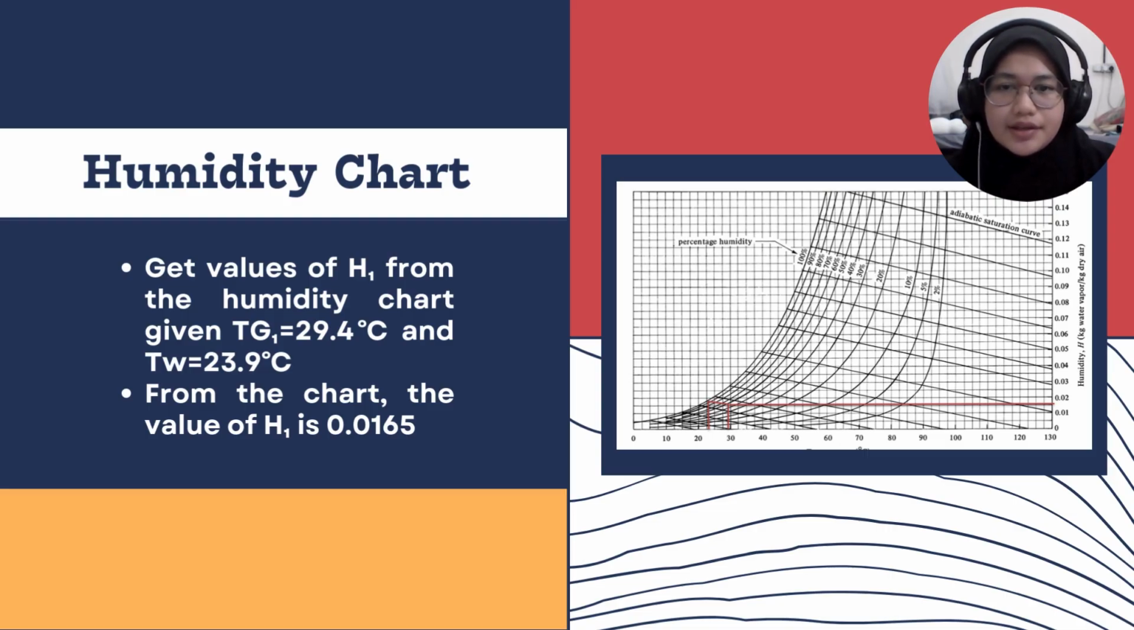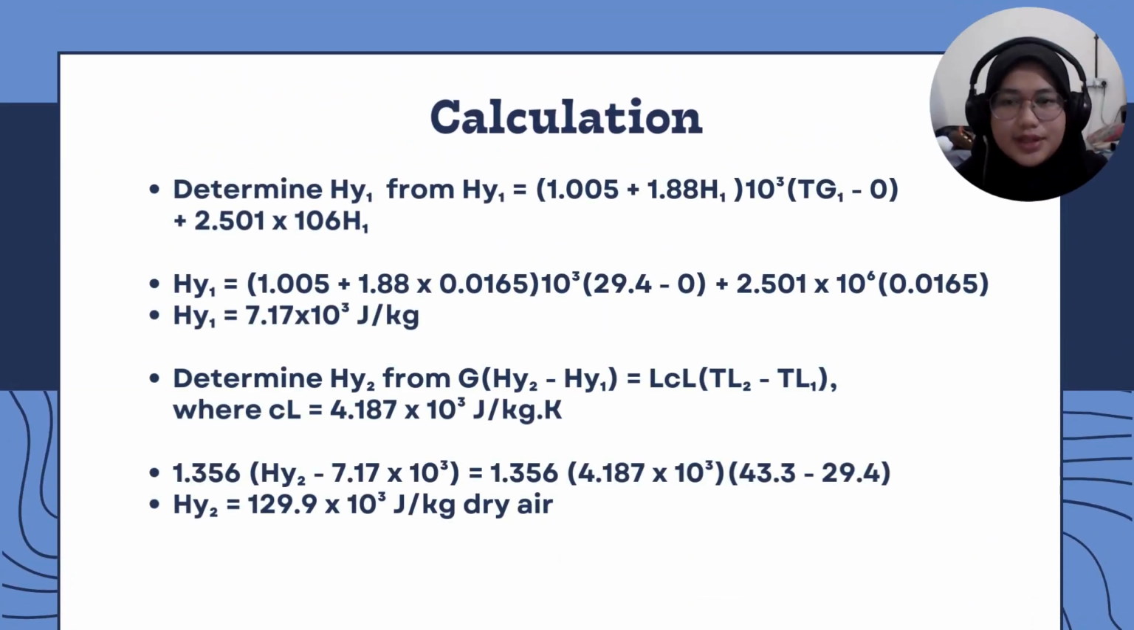Given the temperature of the gas, 29.4 degrees Celsius, we draw a vertical line until 100% humidity, and using the wet bulb temperature 23.9 degrees Celsius, we draw a vertical line until 60% humidity, and we connect both points and draw a horizontal line to get 0.0165. Next, we need to get Hy1 and Hy2, and both of the formulas are in the textbook. So for Hy1, we got 7.17 times 10 cube joule per kilogram, and for Hy2 we got 129.9 times 10 cube joule per kilogram dry air.